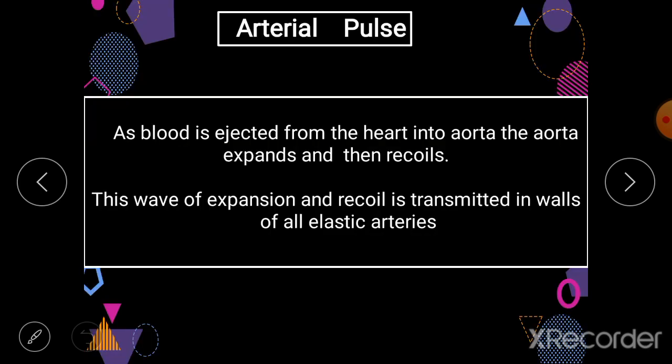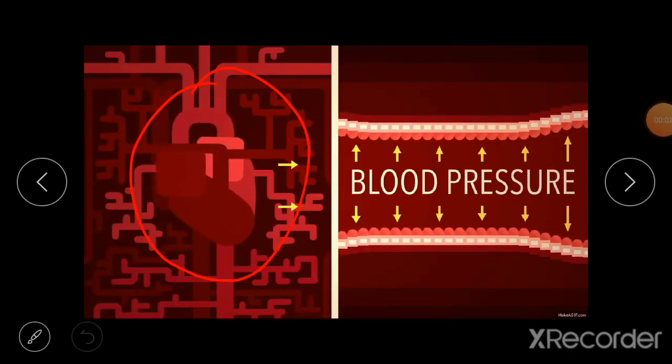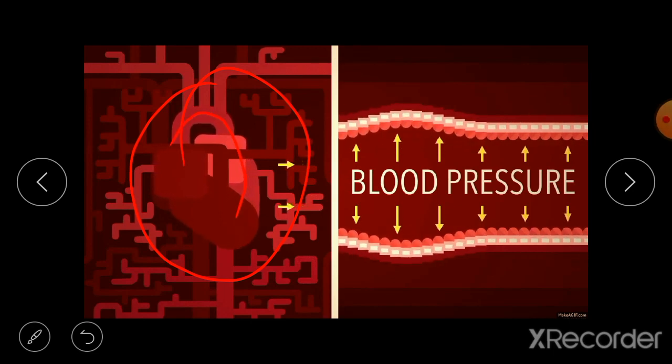Now let's study what is meant by an arterial pulse. As blood is ejected from the heart into the aorta, the walls of the aorta expand and then recoil. This wave of expansion and recoil is transmitted along the walls of the aorta to the walls of peripheral arteries, where they can be palpated in the form of a pulse. It can be seen in this figure that when the heart contracts, it pumps the blood from its ventricle into the aorta. The aorta recoils and then pushes this blood in the form of a wave to its peripheral arteries.